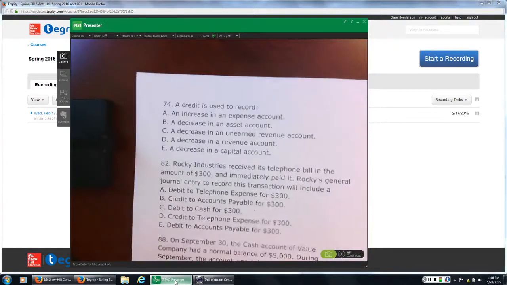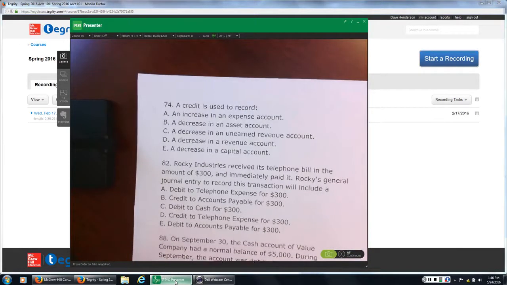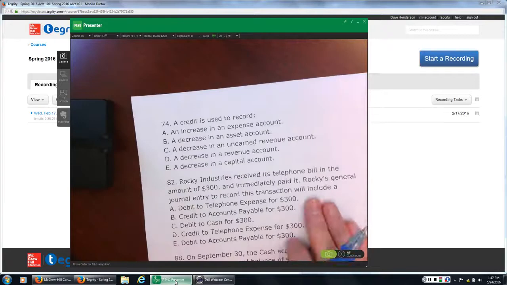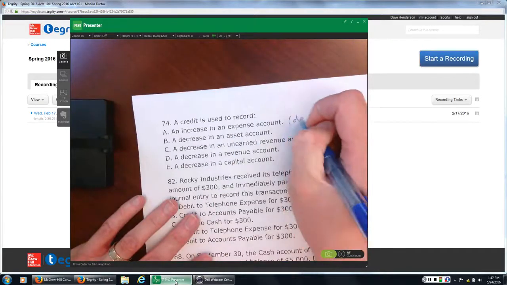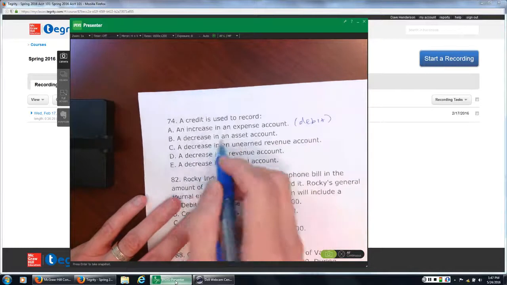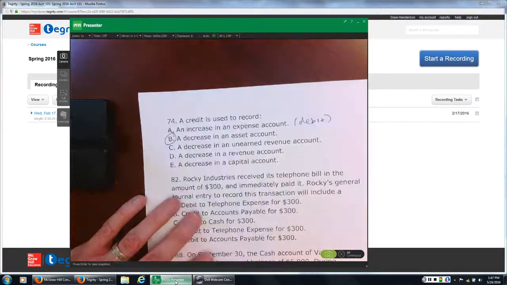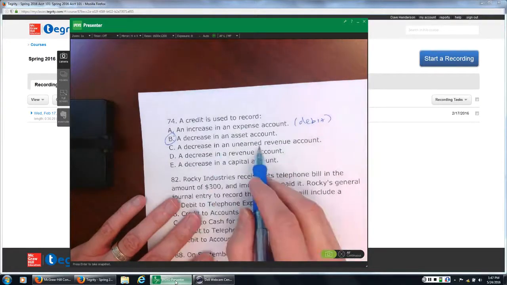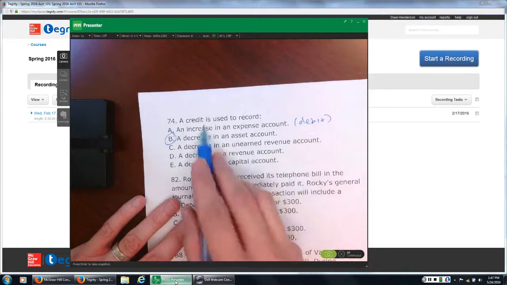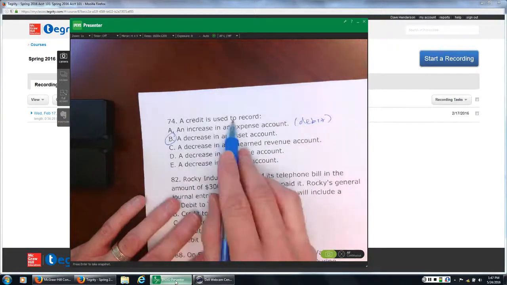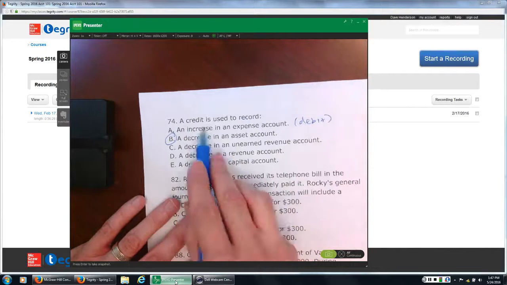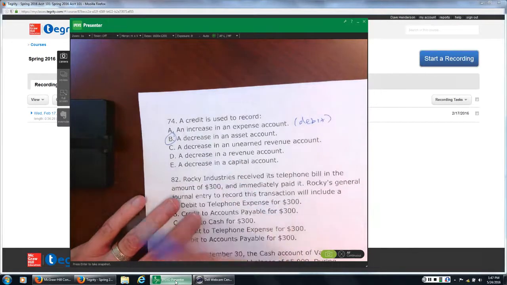Okay. Let's look at number 74 right here. It says a credit is used to record an expense, an increase in an expense account. No, that would be with a debit. A decrease in an asset account. That is correct. A decrease in unearned revenue. No, a credit increases unearned revenue. A credit is used to record a decrease in revenue. No, a credit would be an increase in revenue.